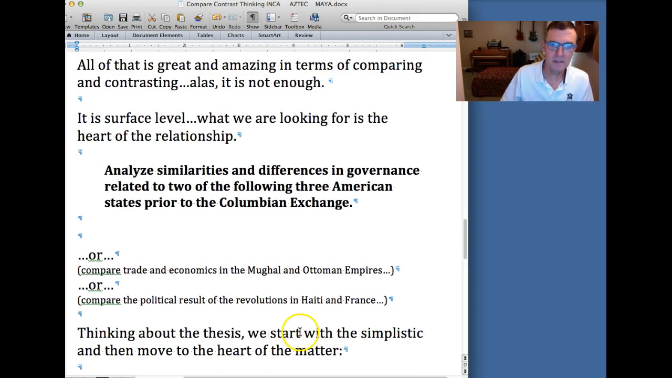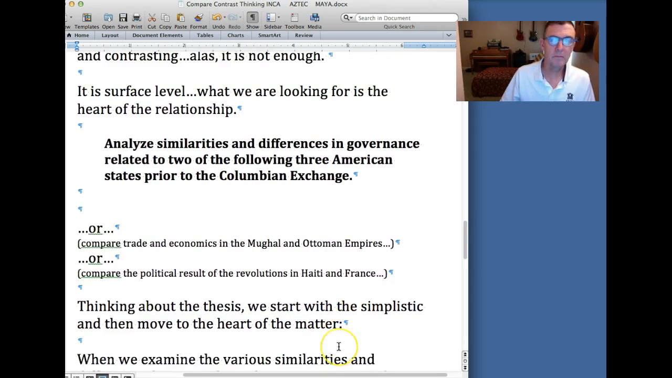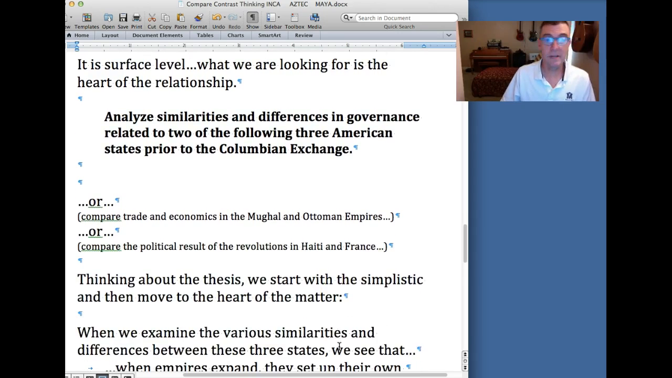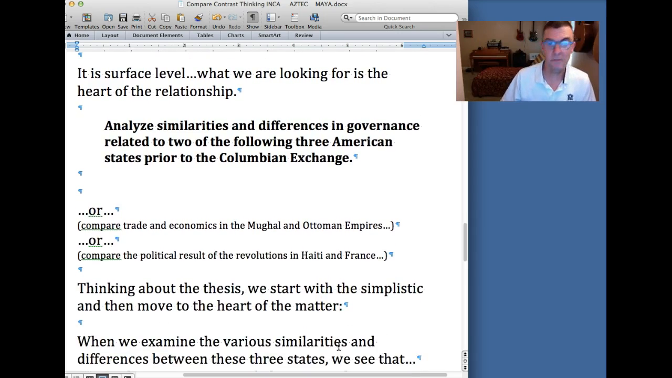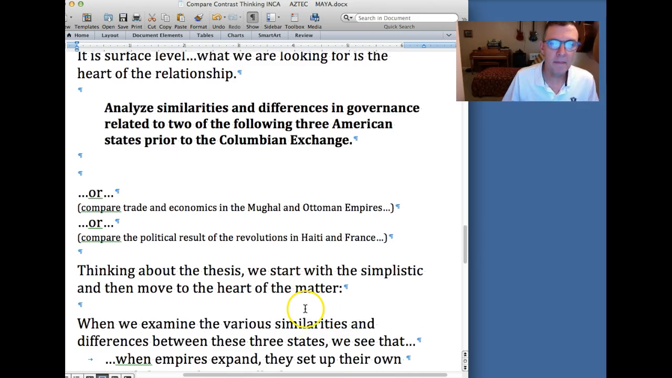Thinking about that thesis, we start with the simplistic. We start with simply, when we examine the various similarities and differences between these 3 states, we see that. So obviously you're going to talk about some of that, that beautiful detail. That's going to be some of the meat of your essay, but that's not the whole thing. We need to move beyond that.